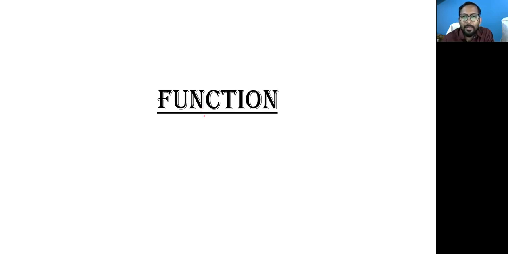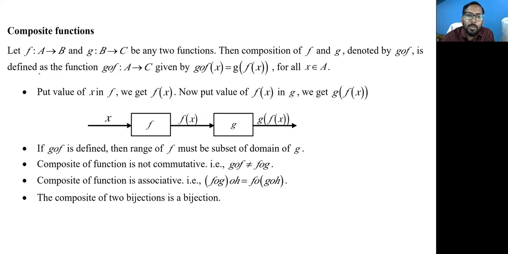Hello, in this video, we are going to discuss a particular topic of the chapter function, that is composite function. What is composite function? Let's consider two functions. First is f of x defined from A to B, and another is g defined from B to C. Then composition of f and g, denoted by gof, is defined as the function g of f. g of f is defined from A to C.